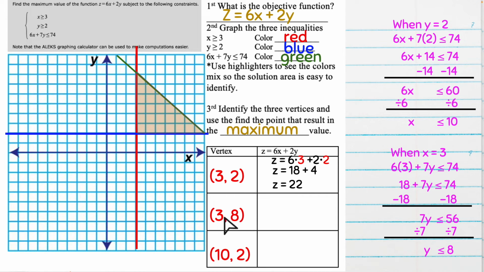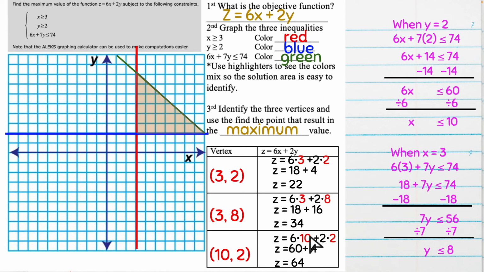So now I can go 3 and 8. So I'm plugging in 3 and 8 instead of 3 and 2. So 3 times 6 is 18, 2 times 8 is 16, and then I'm going to add, and I get 34. So this is definitely a larger number than 22. So if I'm looking for a maximum, I already know it's not going to be the first one, maybe the second one. Let's test the last one here. So I'm going to plug in 10 and 2. So 6 times 10 is 60, 2 times 2 is 4, and then 60 plus 4 is 64. So definitely this one is going to be my maximum. 64 is the largest result that I ended up with.